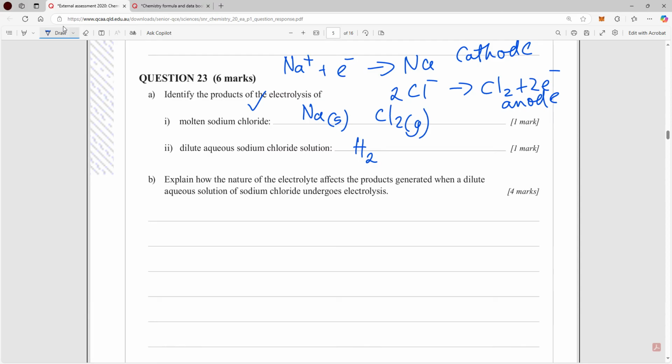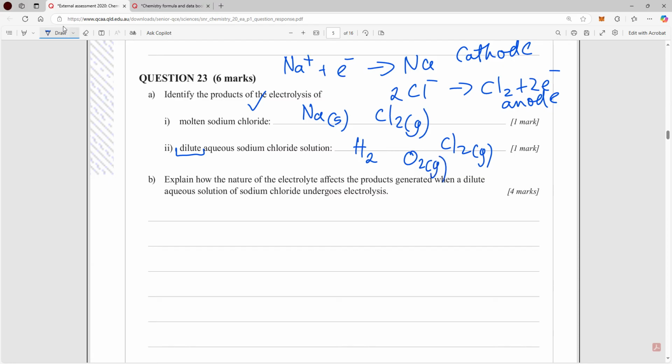Now because it's a low amount, because they said dilute, because it's a low amount of sodium chloride, most people would also say chlorine would be a gas as well. However, it won't be, because there's a very low amount of it. From the water, actually oxygen gas will be produced.